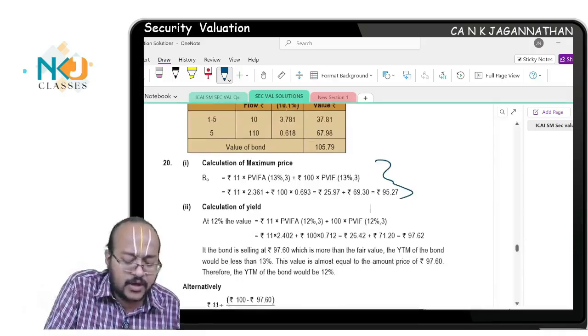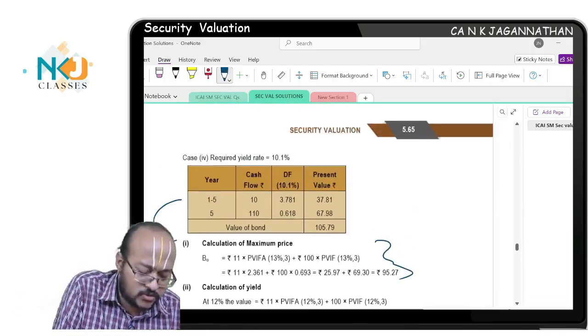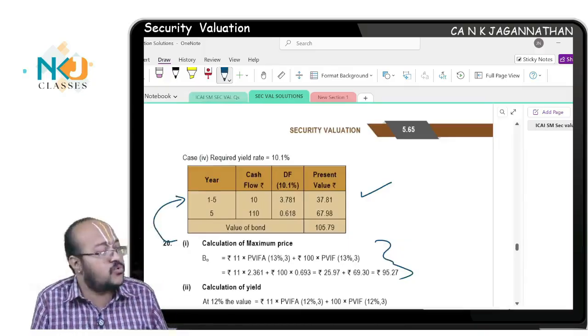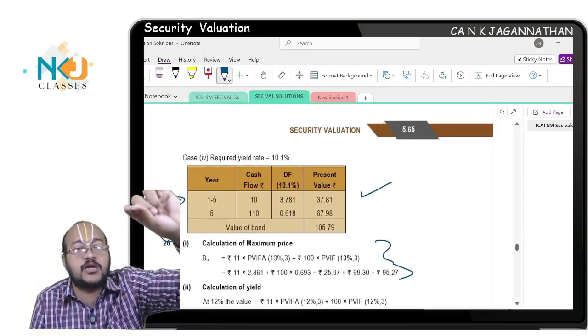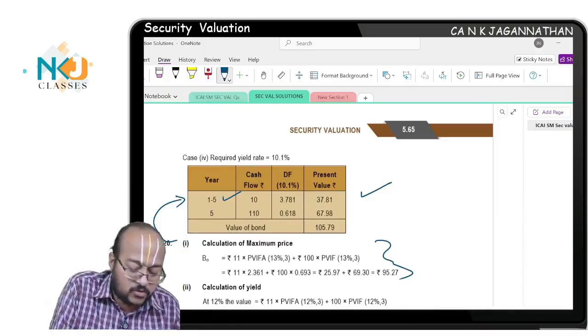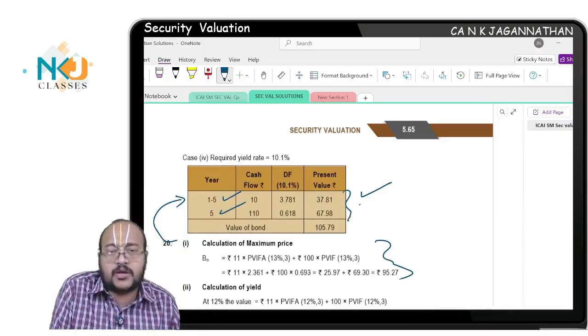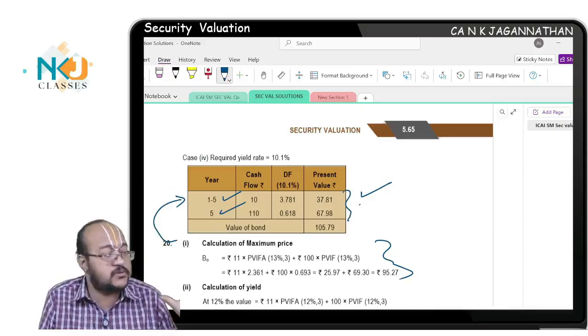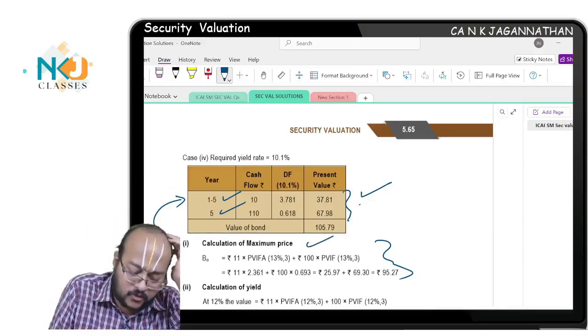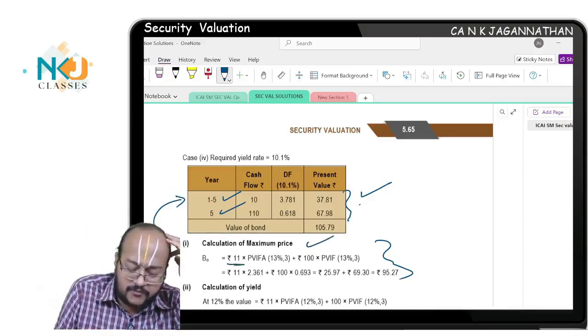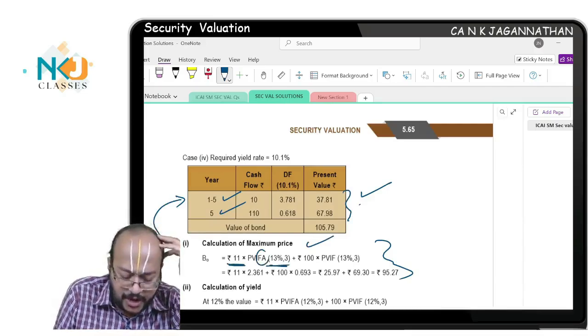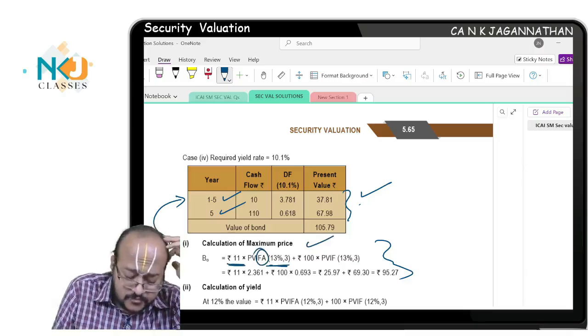This question also, you can present it this way. No issue, tabular format: 1, 2, 3. Like this, present value annuity factor, present value factor, compute the present value of the bond. You can find it out. Or you can simply write 11 coupon into 3 years present value annuity factor, plus redemption.